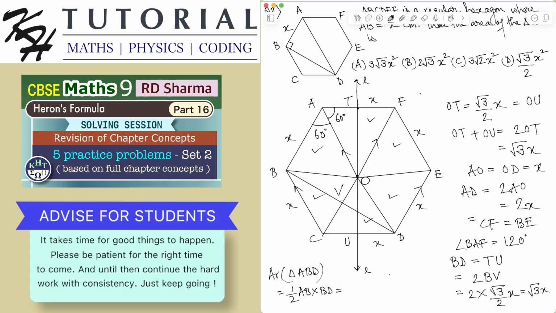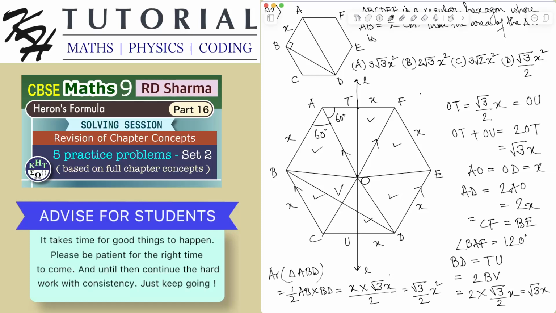This is equal to half into x, AB is x, BD is square root of 3 into x. This is equal to square root of 3 divided by 2 x square. This will be the answer, the area.